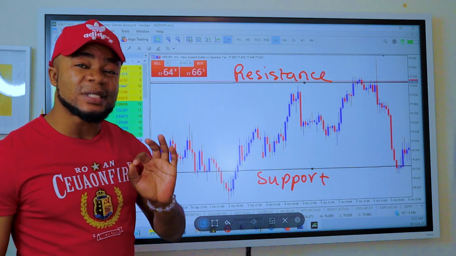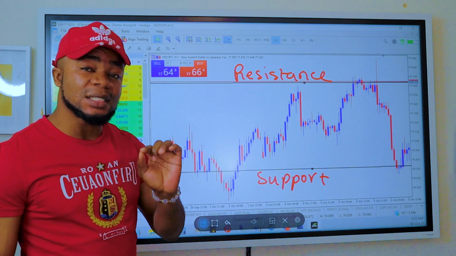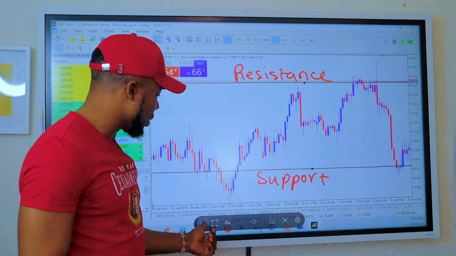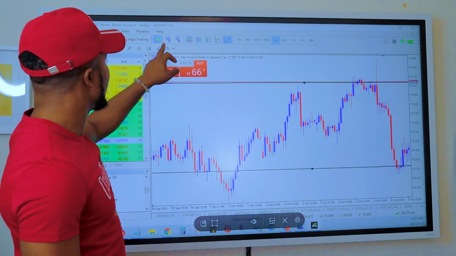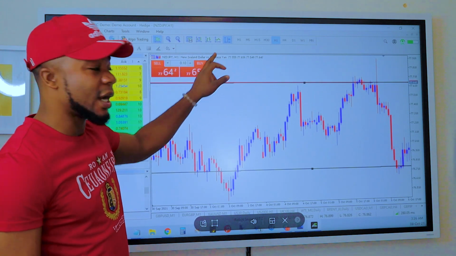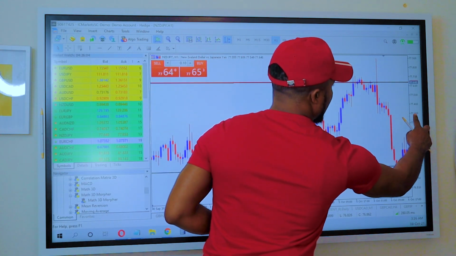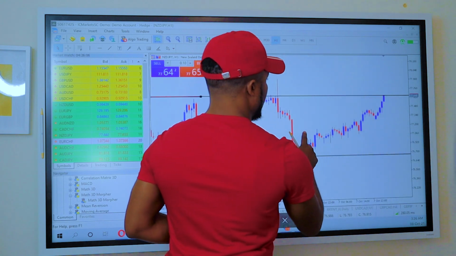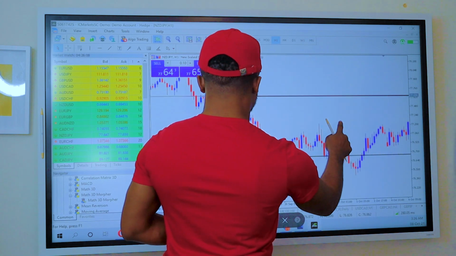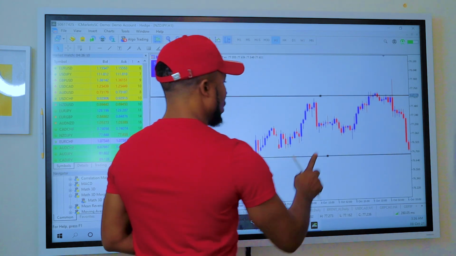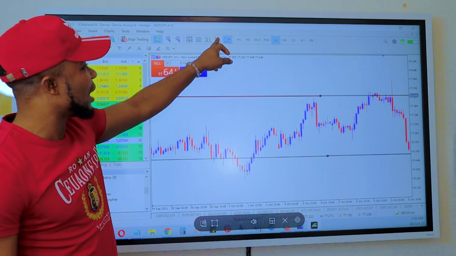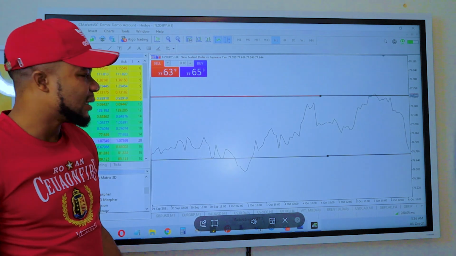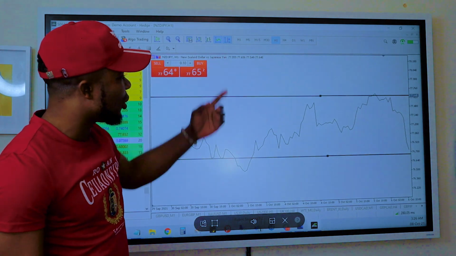Now, if you want to be able to see if the same levels should be respected on the line chart, what you do is you just go up here. Let me show you. You go up here, you'll be able to see this is the line chart. Let me zoom this in a little bit so that you can see, because those are the same levels. You click on it. As simple as that.